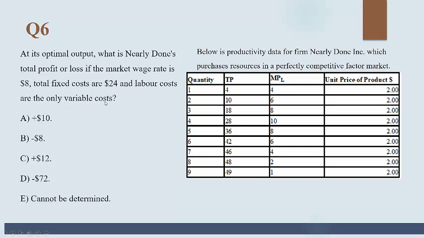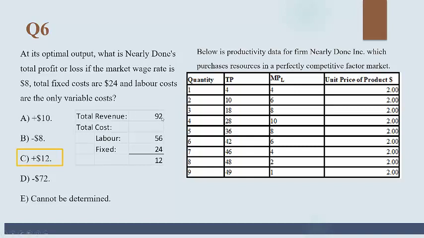Well, the variable costs are only labor, and we know we hired 7 units of labor, and we know how much we pay them. The wage was $8. So if we multiply 7 times 8, we get the total variable costs. And the answer here in this case will be $12 of profit.